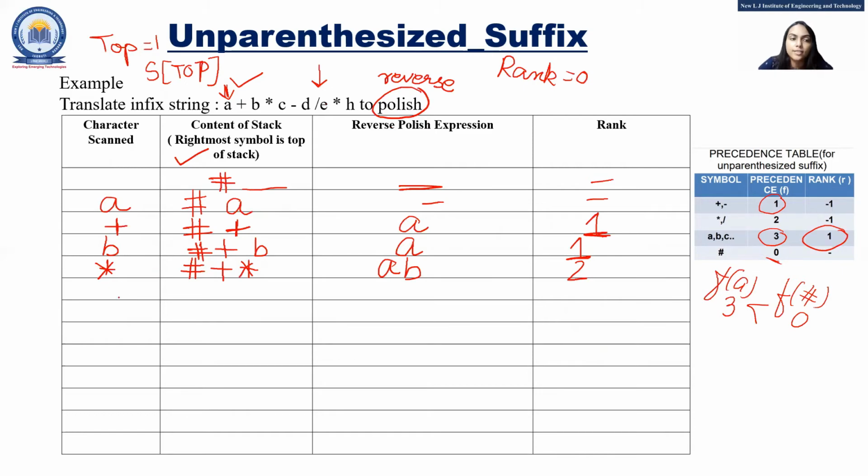Next symbol is C, students. Compare the precedence of star and C. The precedence of the incoming character is greater than whatever is on the top. So when the incoming character has greater precedence than the element on the top, we will push it. So hash plus star C, this would be as it is, right?